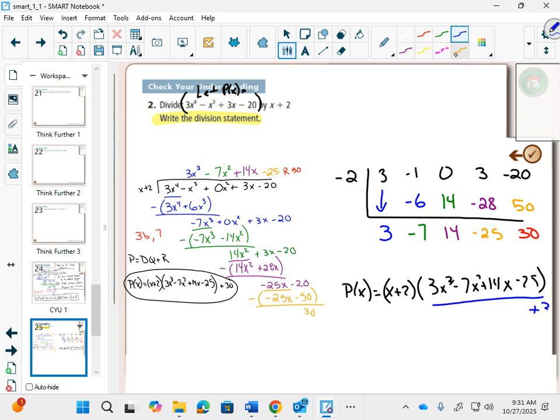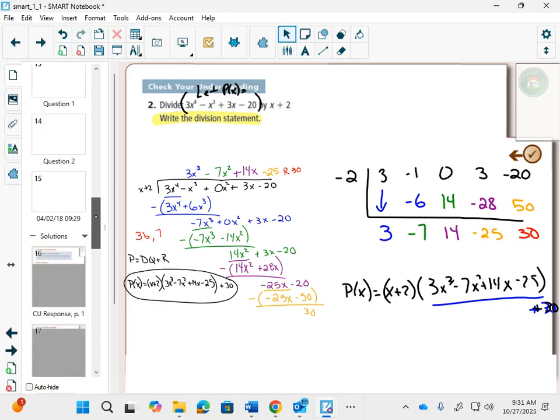I forgot that my remainder I still need in black. My plus 30 here as my division statement. The last number is your remainder, then your constant, then your x squared, then your x cubed. And so this is called synthetic division.